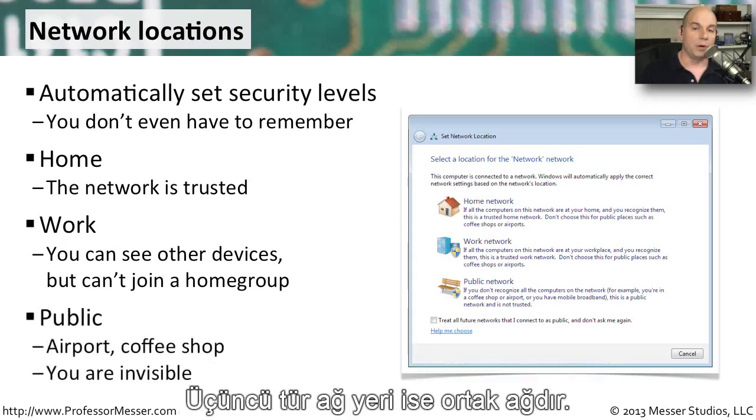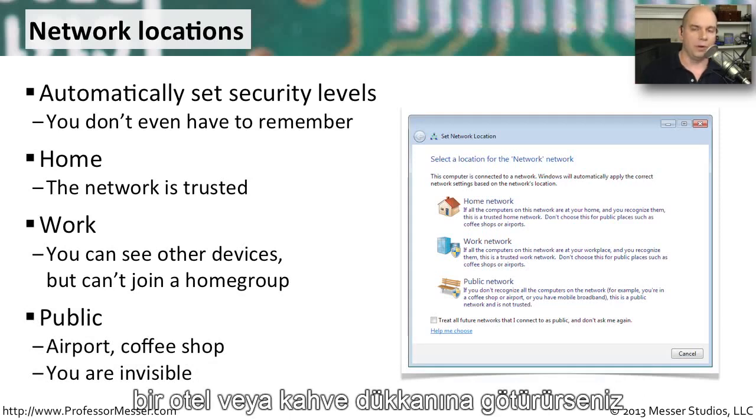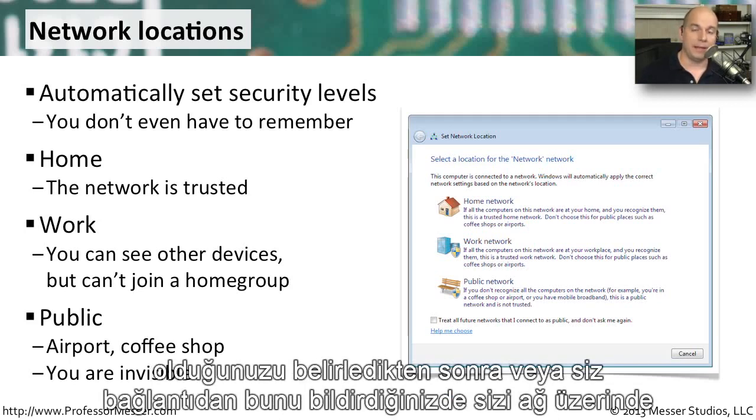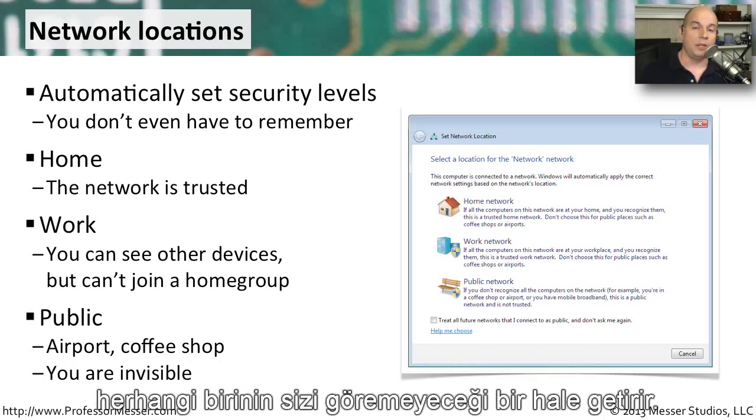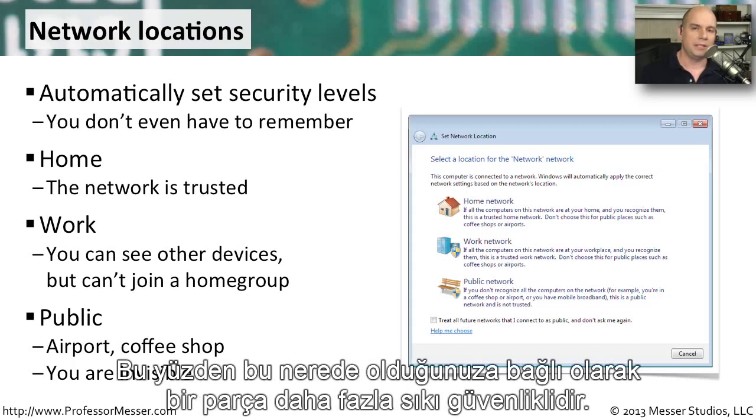The third type of network location is called the public network. If you grab your laptop and you go to a hotel or an airport or a coffee shop, then you will be on the public network. When Windows determines that you are on a public network, or you've configured the link that you're on to be a public network, then you become invisible from anybody else on the network. They can't access your computer. They can't log on and use resources on your computer. So it sets those security requirements a little bit tighter depending on where you happen to be.